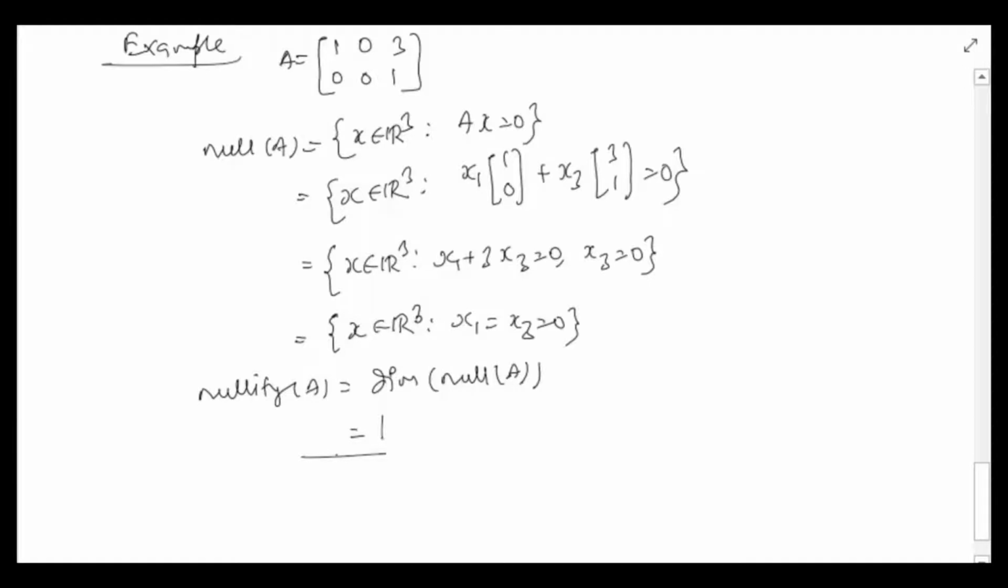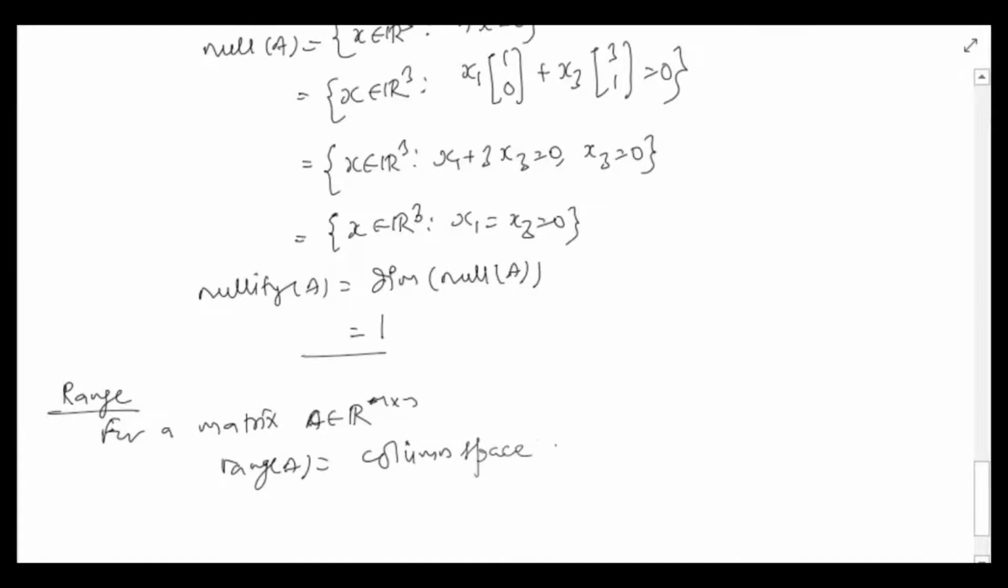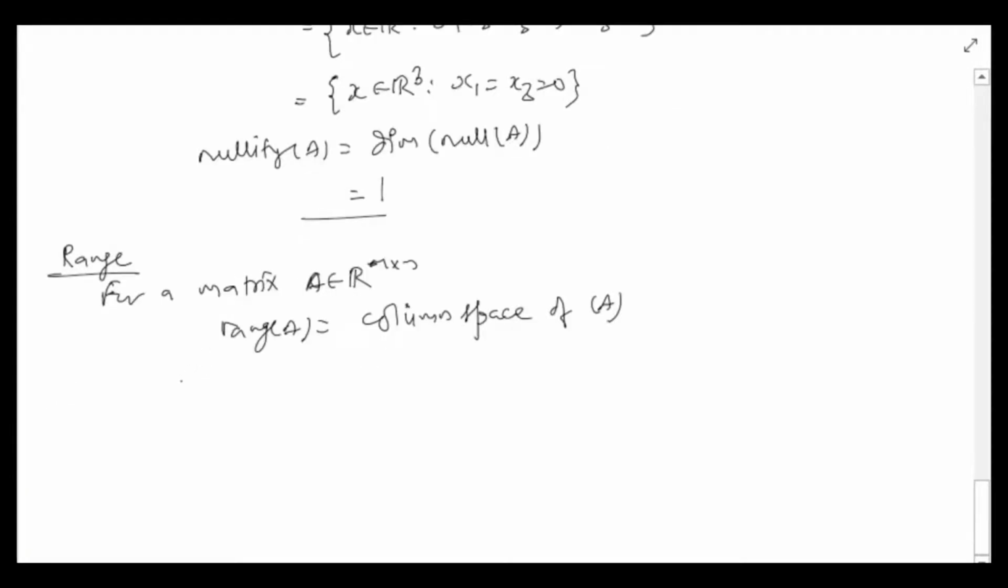The next notion that we will see is range of A. For a matrix A, which is an m cross n matrix, its column space is often referred to as its range. So range of A is nothing but column space of A. Clearly, if we are interested in range of A transpose, it would be row space of A.